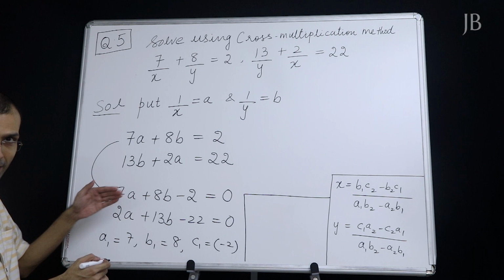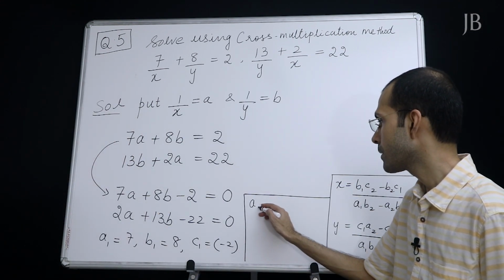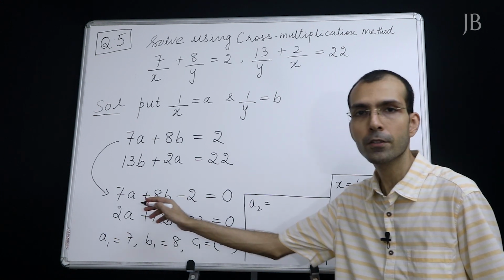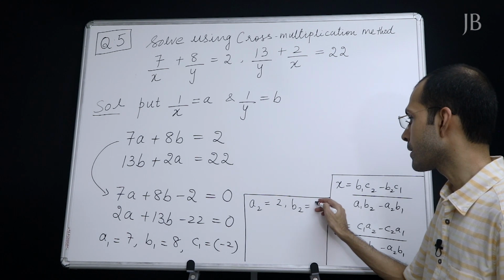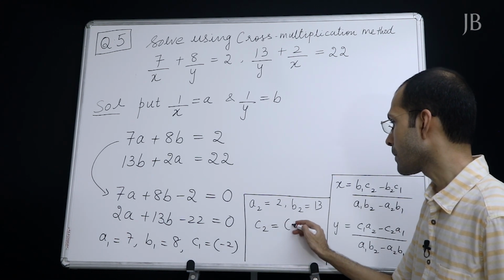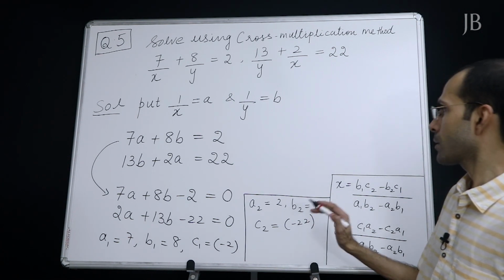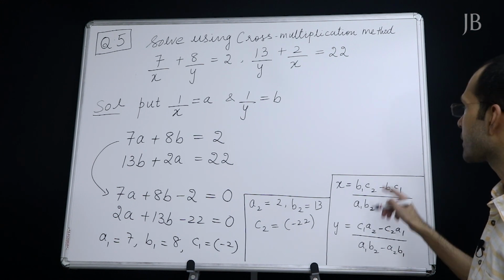Now A2 for the second equation. A2 would be 2. B2 would be 13. And C2 would be minus 22. Okay. Now what is remaining? Just we have to plug in the values in this.